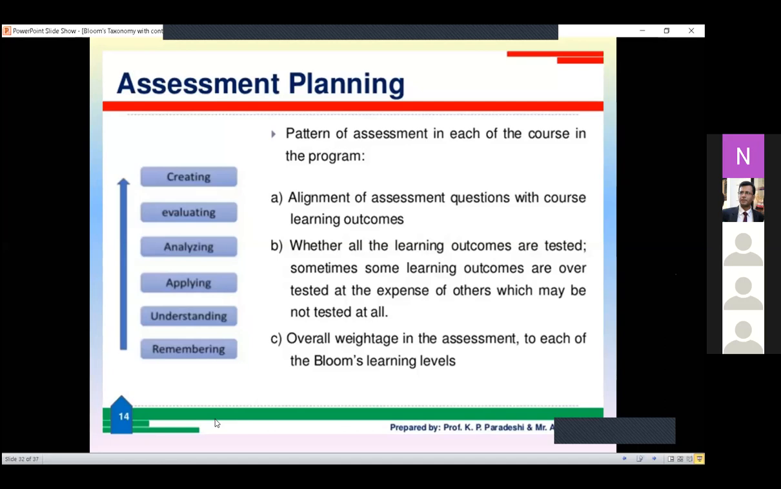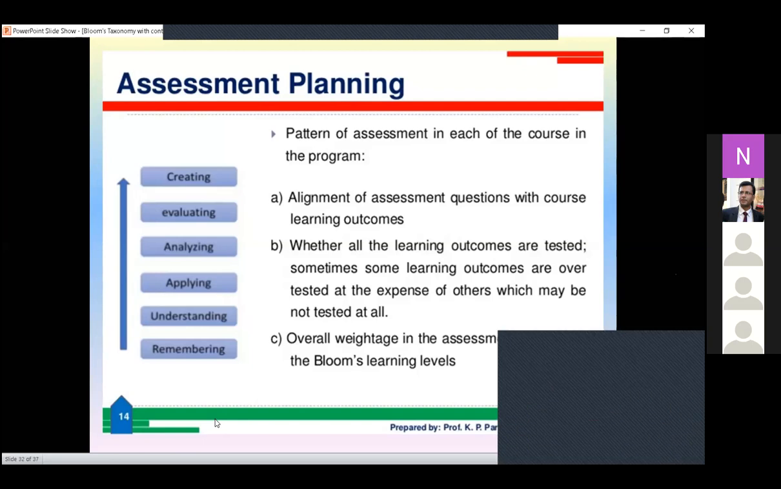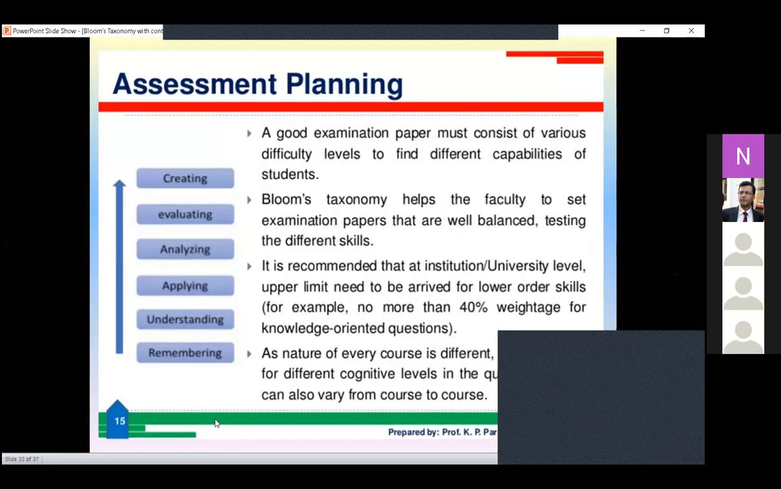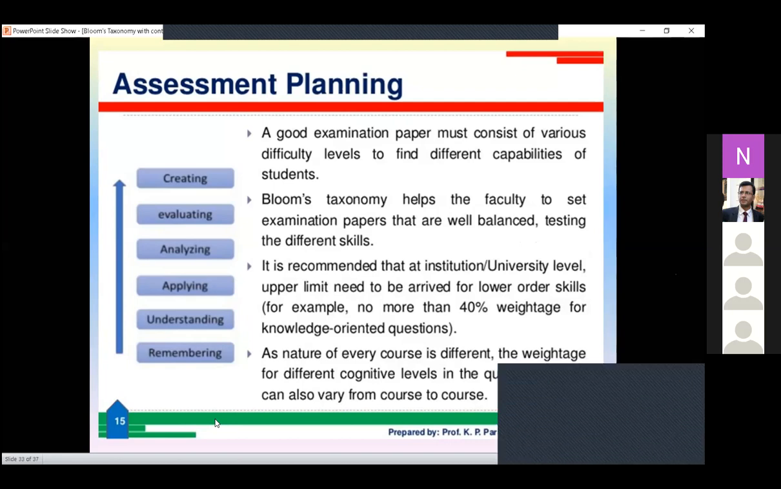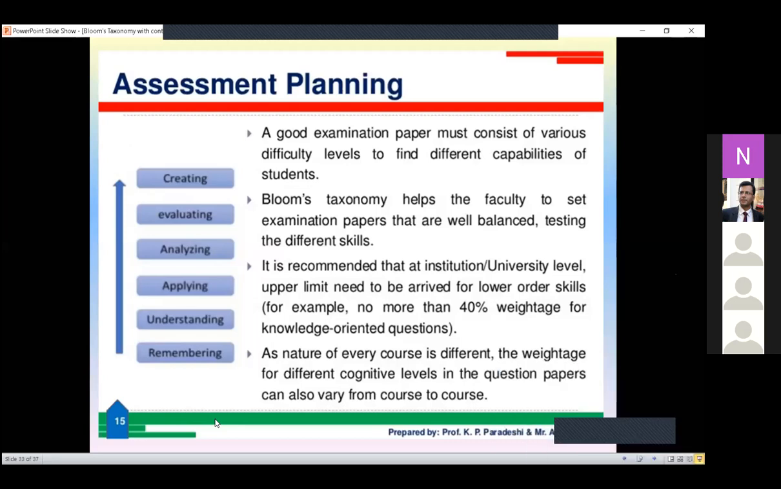And overall weightage in the assessment should be given to learning levels, and the weightage right now we have seen is 40% for knowledge oriented questions and 60% for higher order questions. It must contain difficulty levels to find different capabilities of the students, as ma'am rightly said, there are different kinds of students in the class. Some are slow learners, some are average, and some are gifted, above average. So we have to keep all the students in mind, and accordingly divide the weightage and frame the question paper.